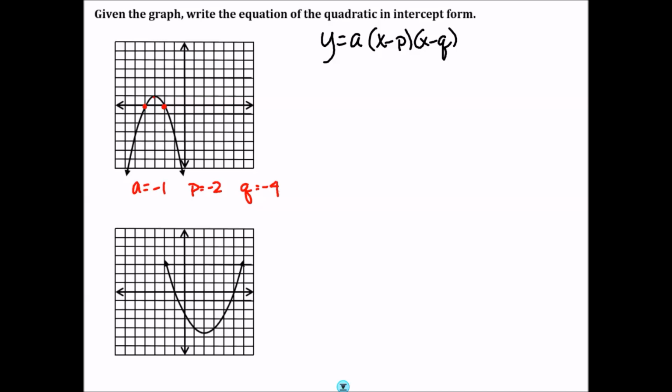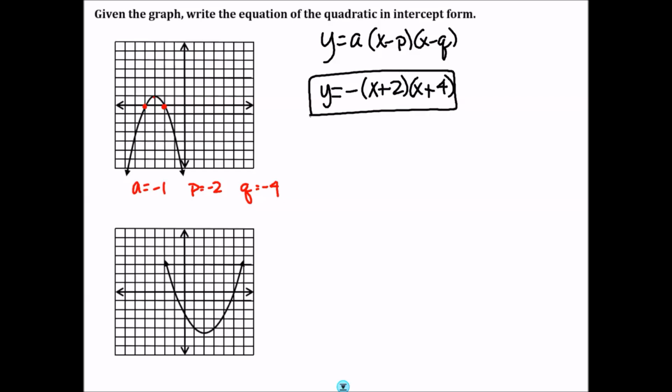So if I write this in my equation, I have y equals -1, or you could just write a negative, x minus -2, which is x plus 2, and x minus -4, which is x plus 4. So that's my equation for the first graph.